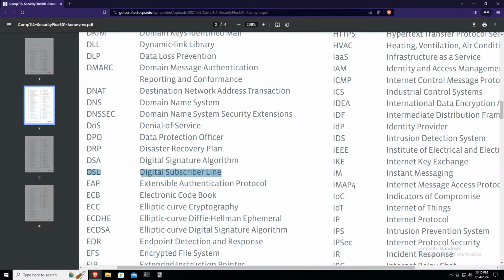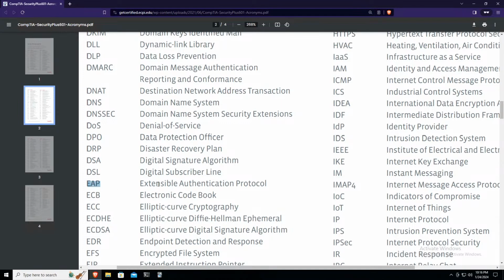DSL, digital subscriber line. Haven't seen this one very often in the questions. I'll have to read up on that one. I think it has something to do with subscriber. Nothing related to YouTube, but yeah. Let's move on to the next one.